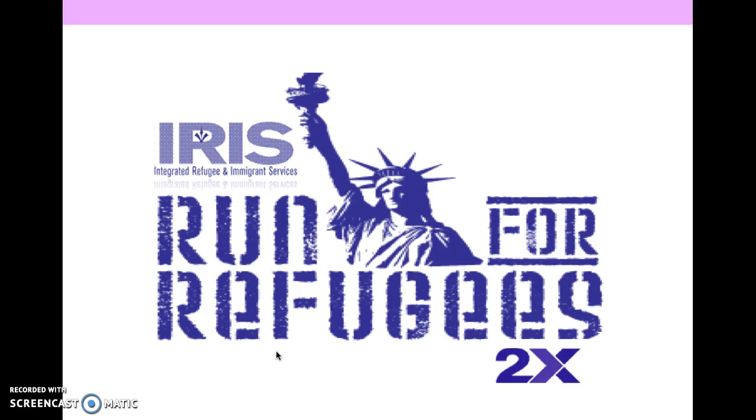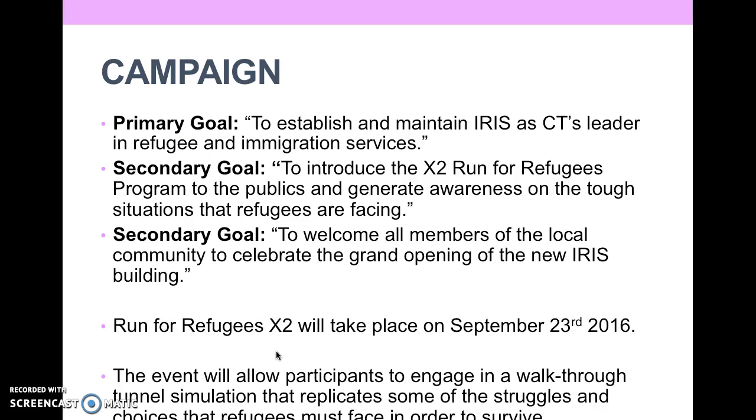And here's my campaign. So I'm basically pitching Iris's Run for Refugees Times Two. They do have a Run for Refugees set up already, but I would like to add on to that and do a little additional part of the campaign. So what's the primary goal of the campaign essentially? It's basically to establish and maintain Iris as Connecticut's leader in refugee and immigration services.